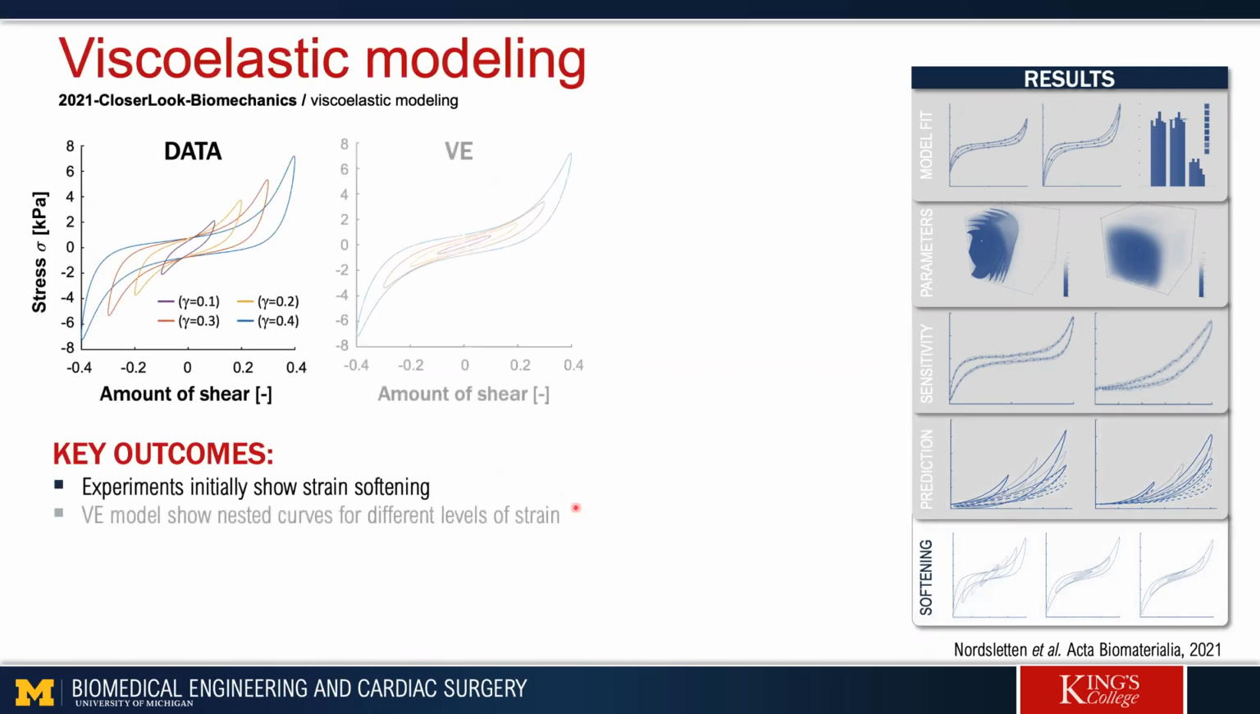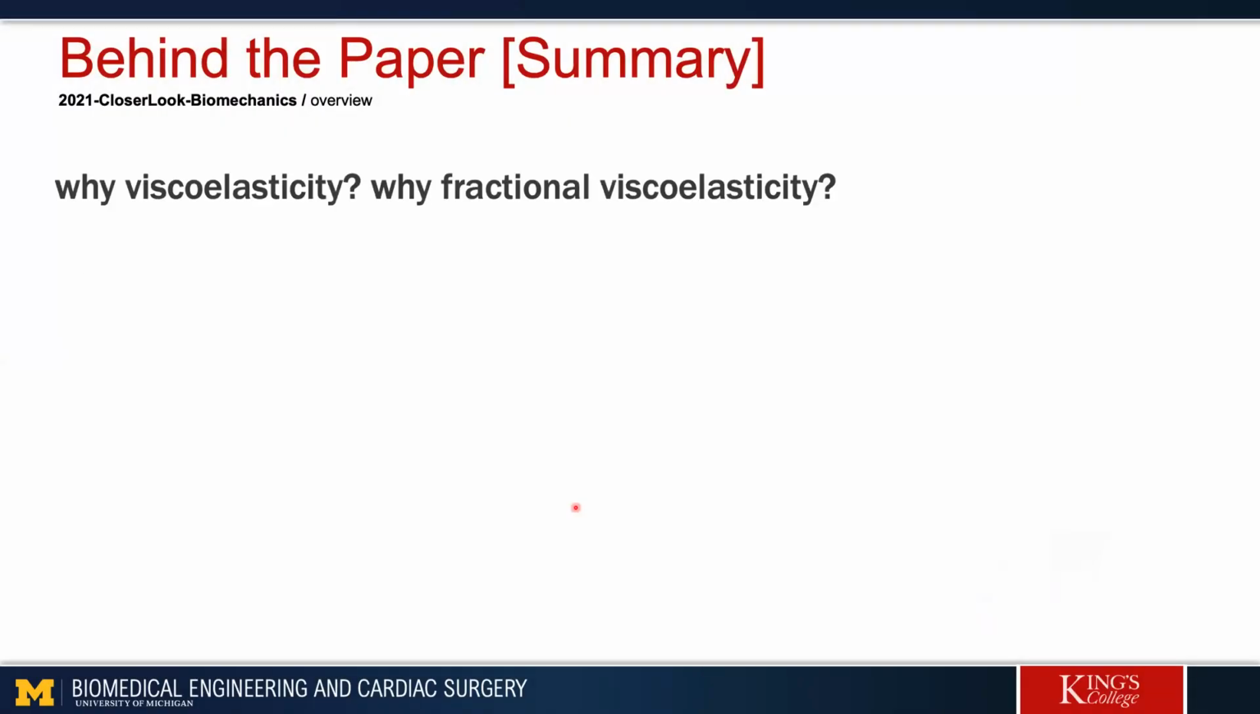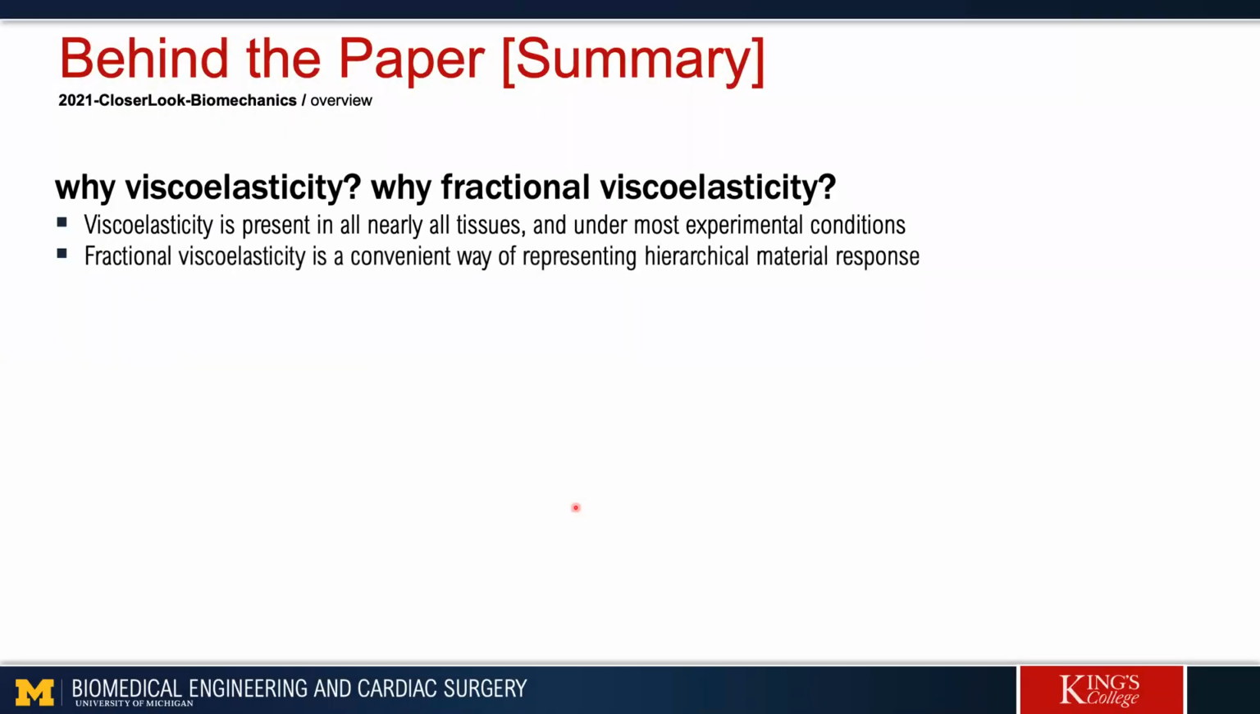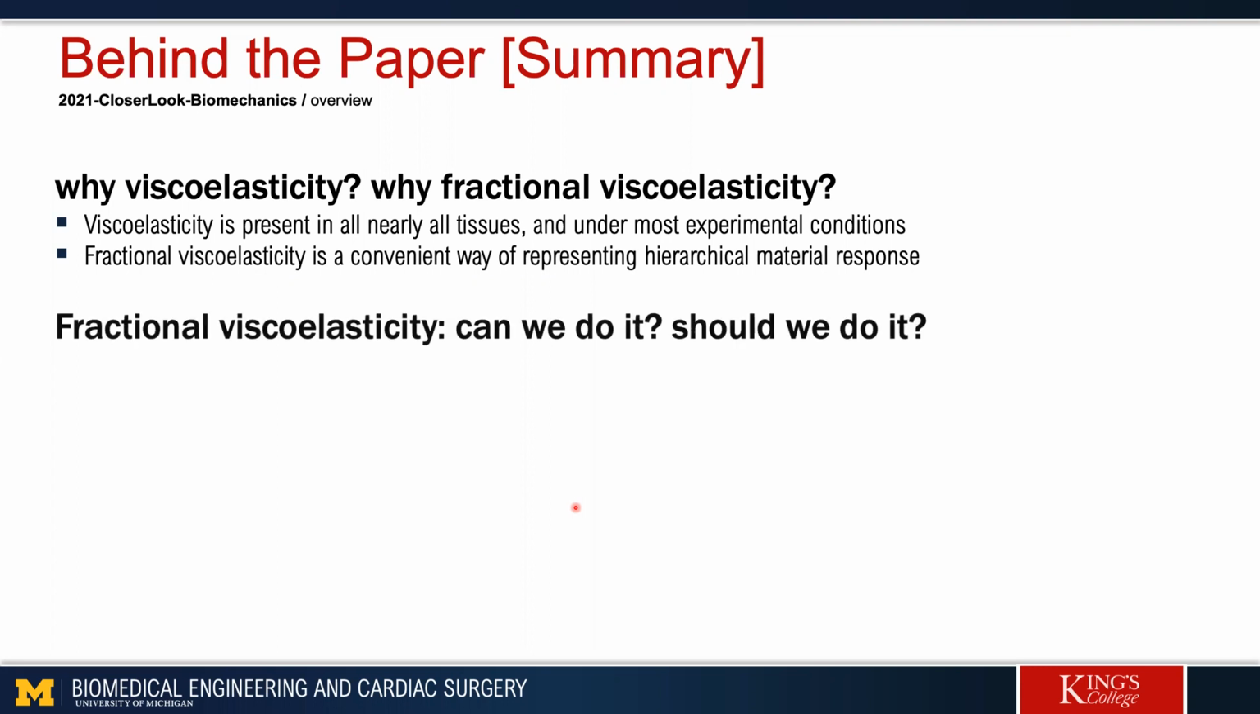All right, so I'm going to jump ahead here. Just to conclude, I think that viscoelasticity is really present in all the tissues, pretty much under any experimental conditions that we have seen when we did our literature search. And fractional viscoelasticity is not essential, but it's a convenient way of representing some of these more complex hierarchical responses that you see in certain materials that are really highly structured, like the heart tissue.